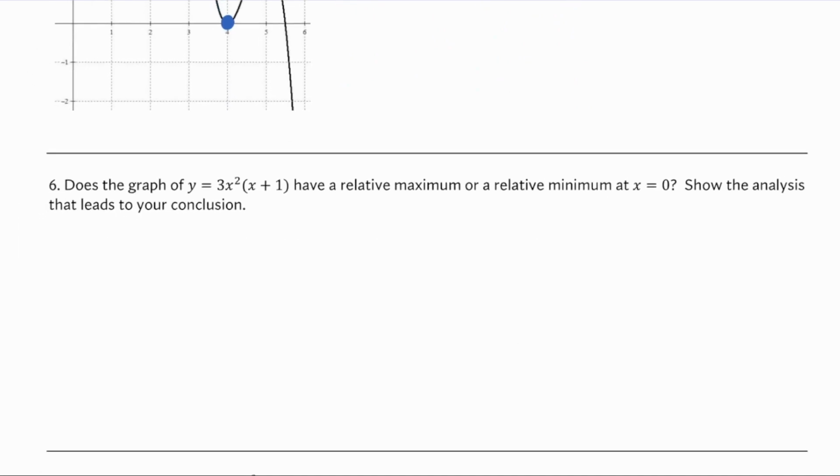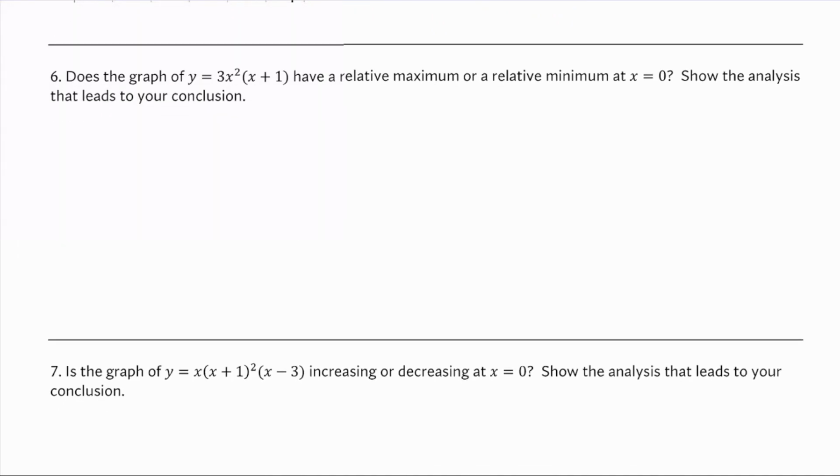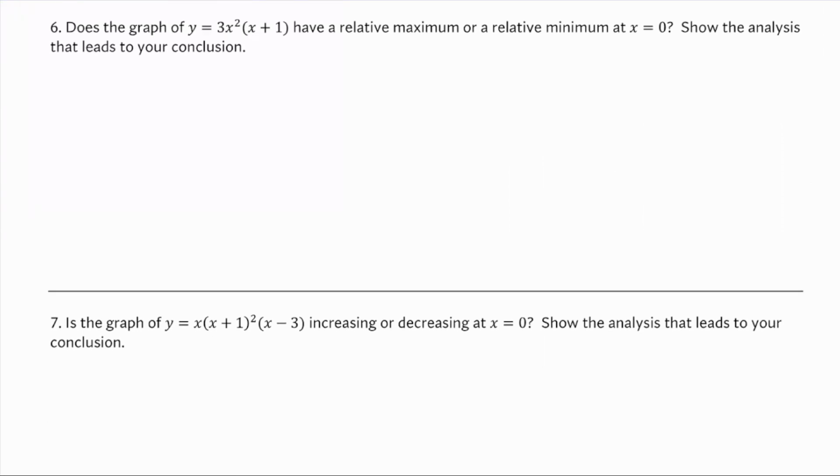So, now we're going to be given some polynomials algebraically and asked similar questions about them. So does the graph of y equals 3x squared times x minus 1 have a relative maximum or a relative minimum at x equals 0? Show the analysis that leads to your conclusion. Well, the analysis that leads to our conclusion is going to be sketching a graph. So we can do that. I'm going to go over here and we're going to say, all right, this is a third degree polynomial.